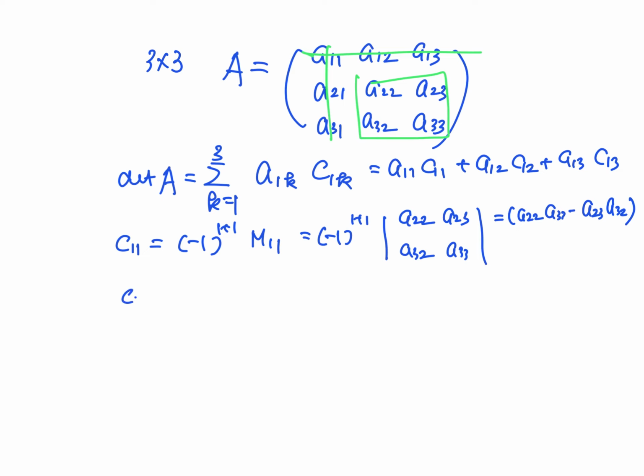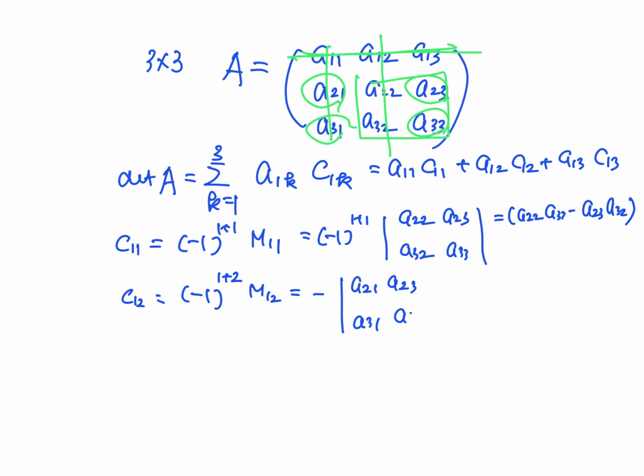C12 is minus 1 to the 1 plus 2, times M12. Minus 1 to the 1 plus 2 is minus, right? So it's minus times M12, where you delete the first row, second column: A21, A23, A31, A33. So this is minus of A21 A33 minus A23 A31.